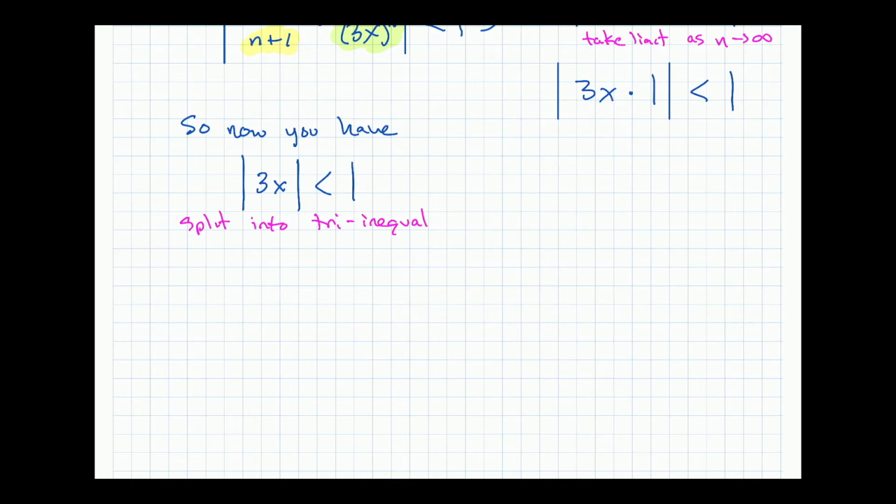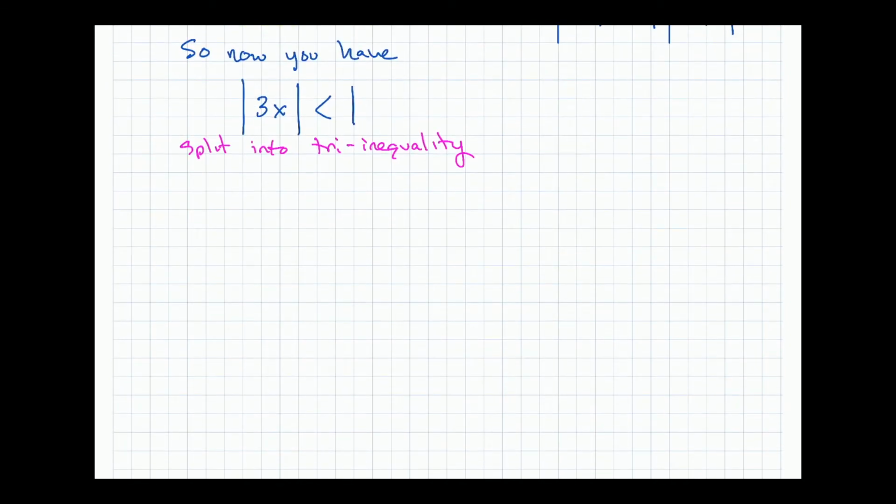So this is the first time you're seeing it, so it may be confusing, but you do this every time, so you'll get used to it. So what you do is this. The idea is we don't want an absolute value. So if the absolute value of 3x is less than 1, that means 3x is less than 1 or bigger than negative 1. And that's how you get rid of the absolute value.